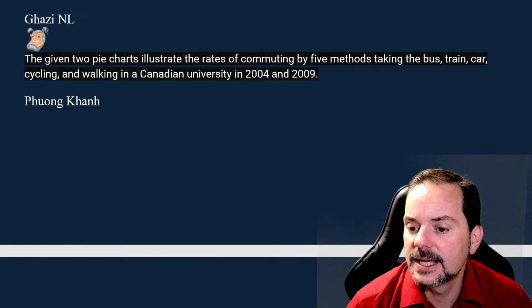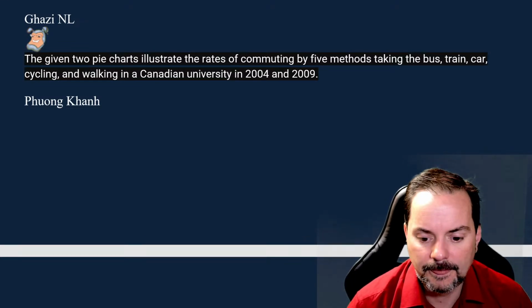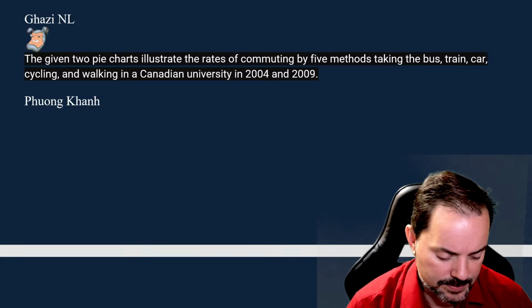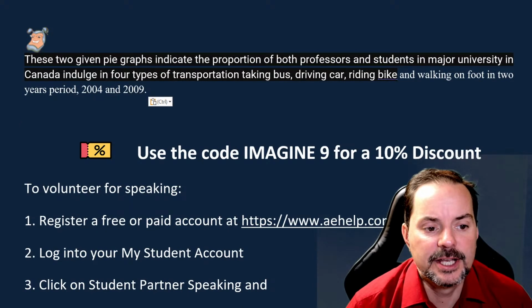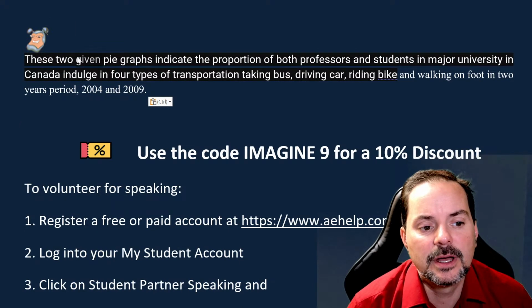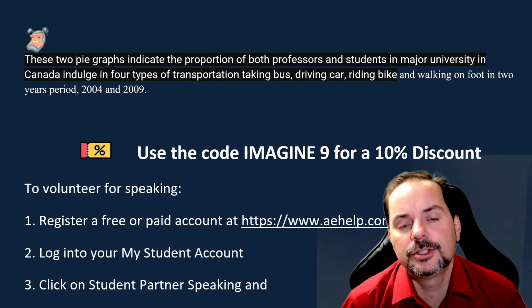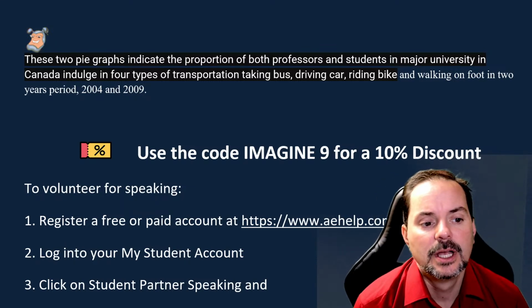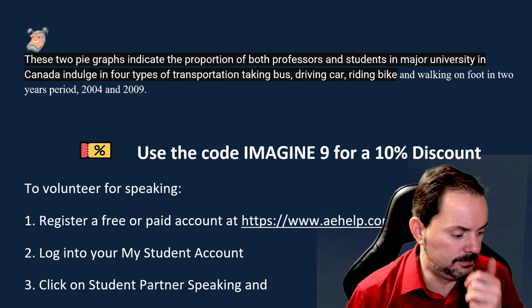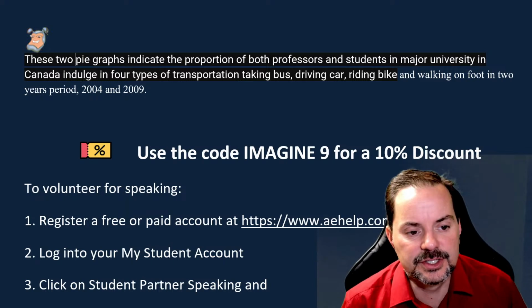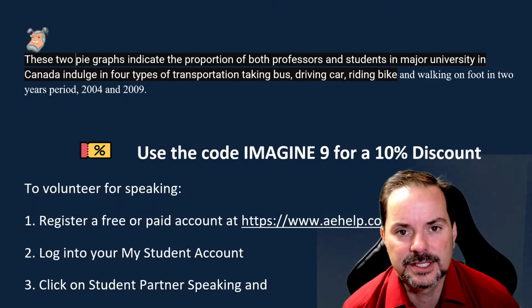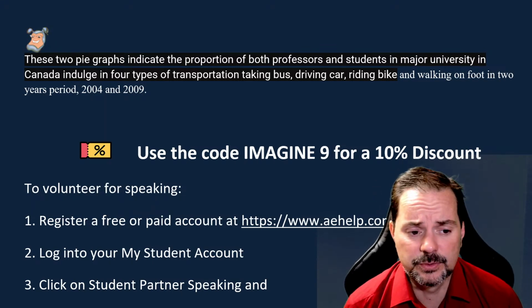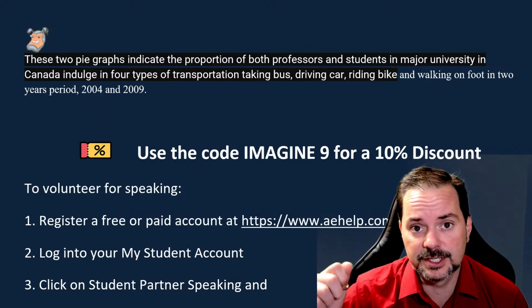Fuang says, "these two given pie charts." Don't say "given." So students, you don't want to be wordy unnecessarily. These two pie charts, nobody's giving it. At the end of the day, it's just there. So it's okay to use "given," but it's unnecessary. In university, your professor would cross that word out and say it's an unnecessary word.